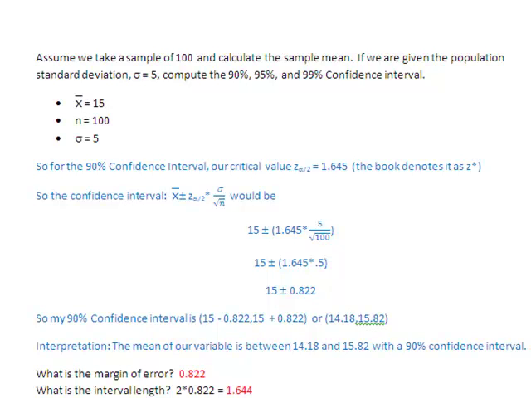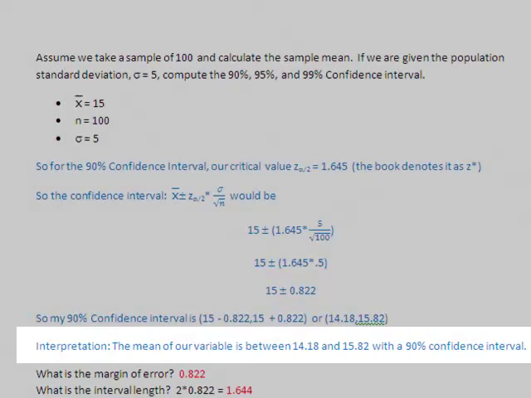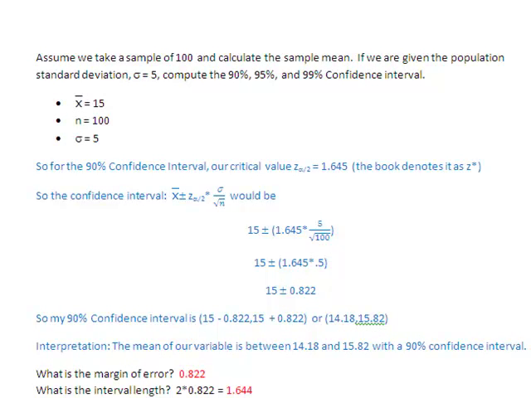Now the interpretation, which is very important and would be what goes into a report, is: the mean of our variable is between 14.18 and 15.82 with 90% confidence. And if you had units, like meters or whatever, you put that in there also.